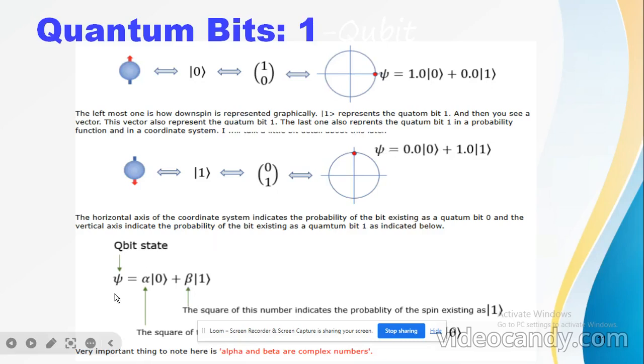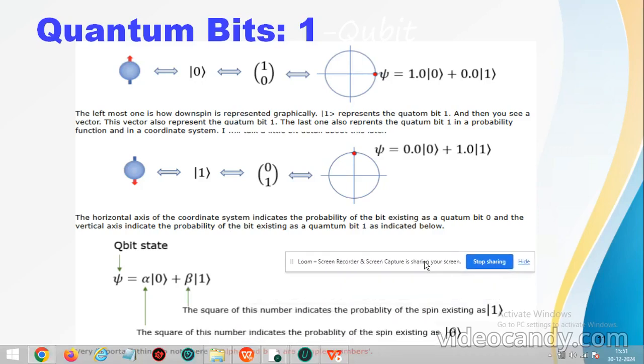And the qubit state is represented as ket psi is equal to alpha ket 0 plus beta ket 1, whereas alpha and beta are the amplitudes of ket 0 and ket 1, and the squares of these numbers indicate the probability of the two states existing in ket 0 and ket 1. And we should remember that alpha and beta are complex numbers.